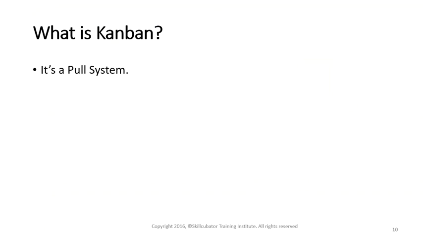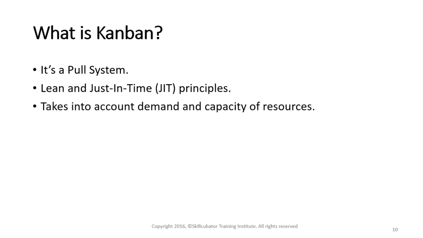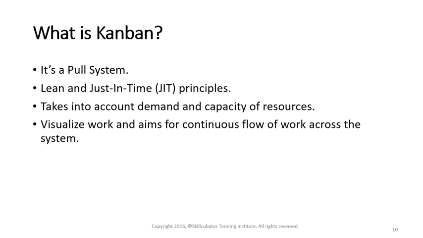So as we see, Kanban is a pull system, right? Built based on lean and JIT, just-in-time principles. And it takes into account the demand and capacity of the resources. Finally, we can visualize the work, and it aims to balance the workflow, meaning it tries to make sure that there's a continuous flow of work from one end to another end. So these are the key elements of Kanban.